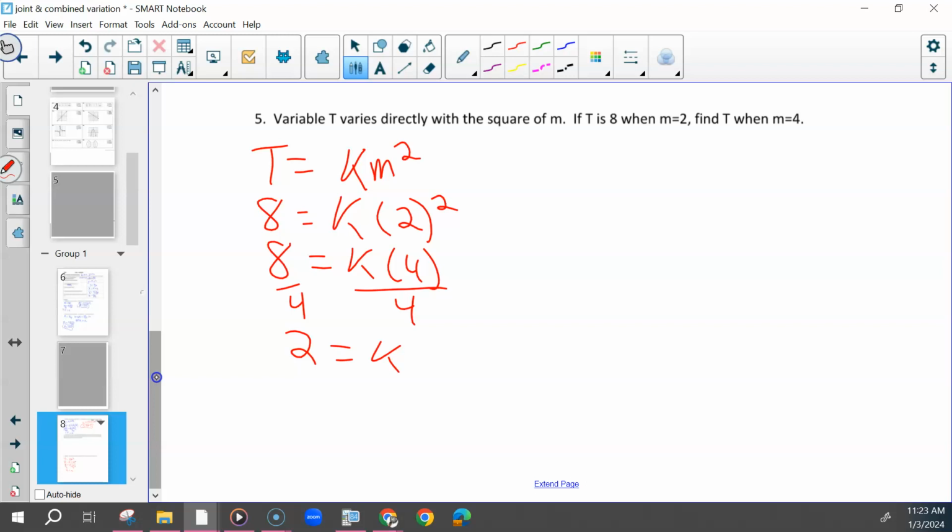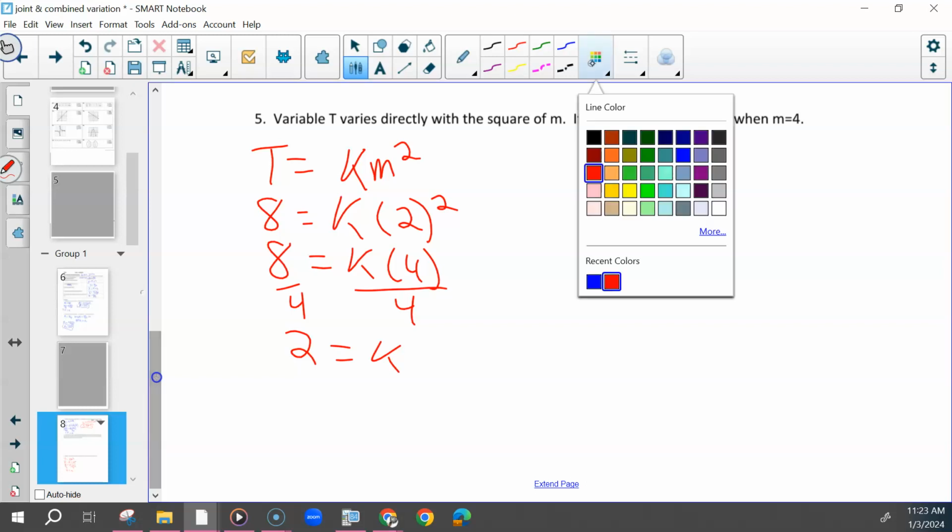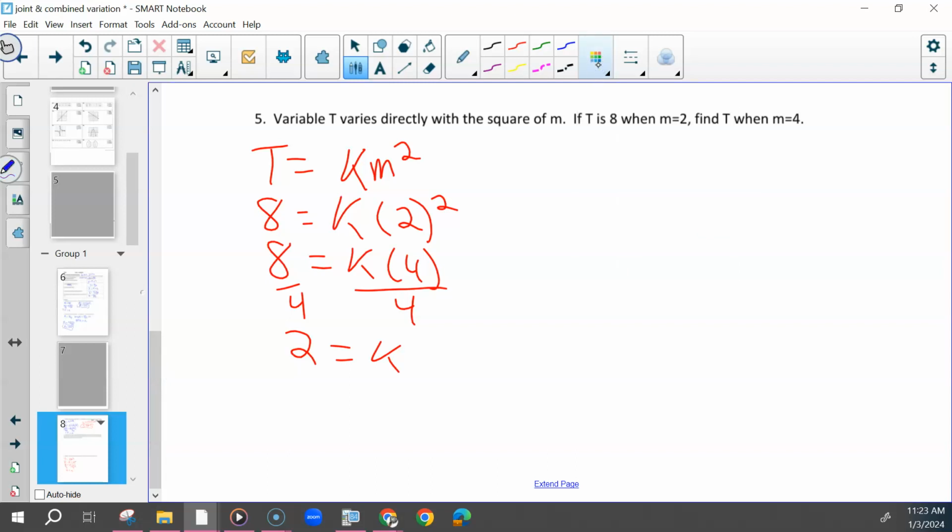Then for the last part, find t when m equals 4. Use that same equation. We don't know t, leave that as a variable. K is now 2, and m is 4. But it's still squared, so don't forget that part. You can put that all in your calculator at once. You can square the 4, then multiply. It's up to you.